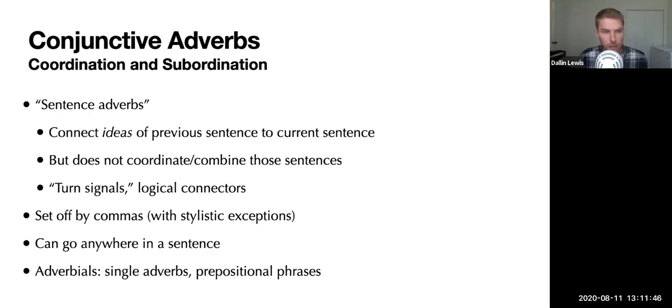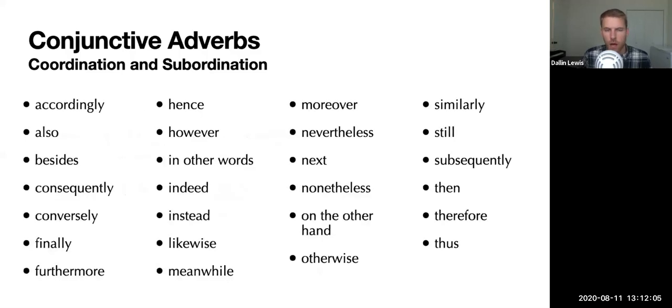Now, they're usually set off by commas, and because they modify the entire sentence, they can really go anywhere within that sentence, even between parts of a sentence, like between the subject and the verb. They're very flexible that way. But it's also why students tend to get them mixed up. They're usually one word, but they can also be an entire phrase. So here are some of the most common examples.